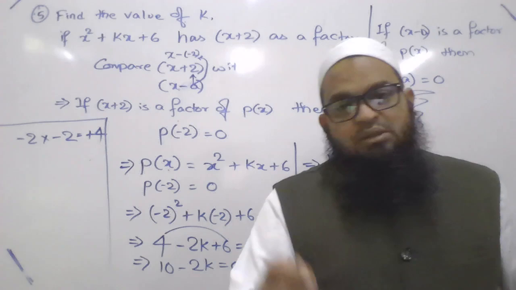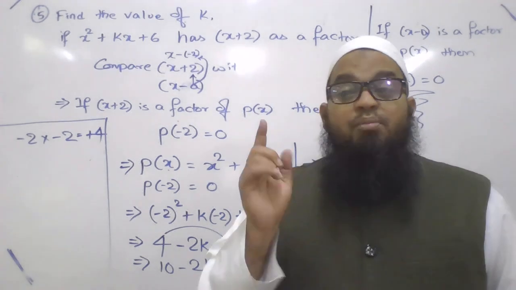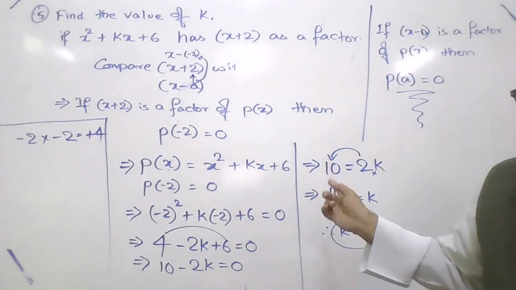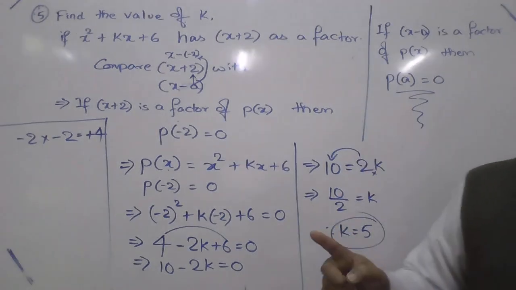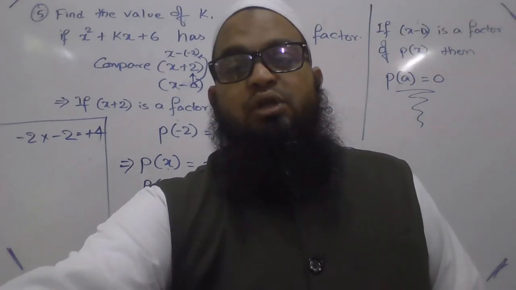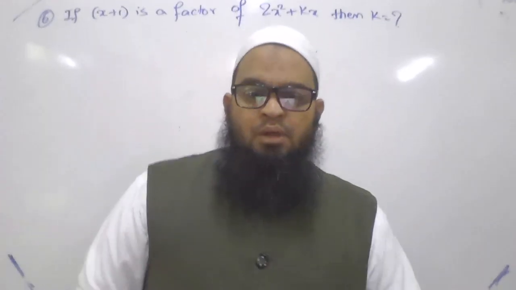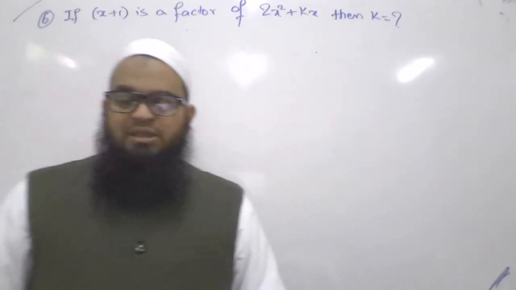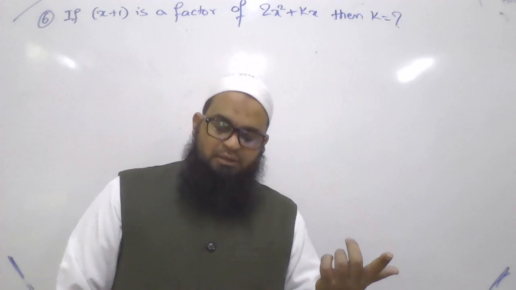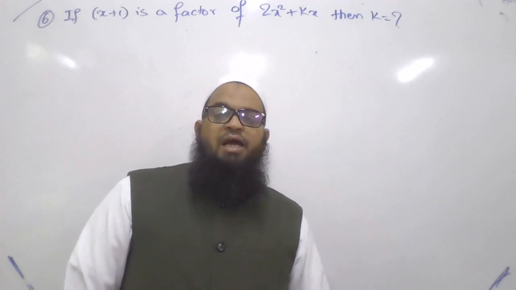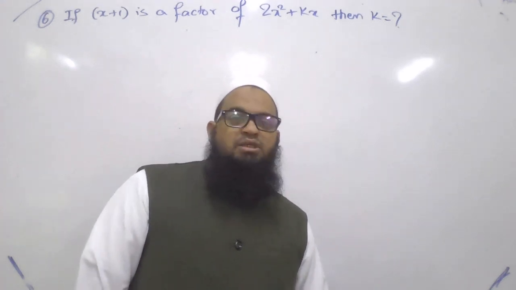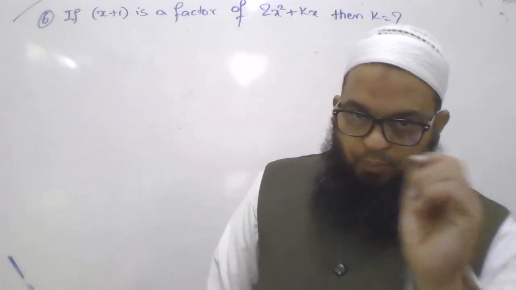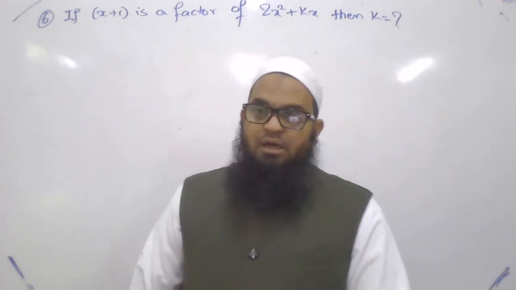So my dear students, I'm not wasting your time. Please do these problems. Copy the question, pause it, do it by yourself, and then go to the next problem. So the next question is the same concept we have studied in question number 5. If x plus 1 is a factor of 2x square plus kx, then k is equal to how much? So pause the video and then do it.